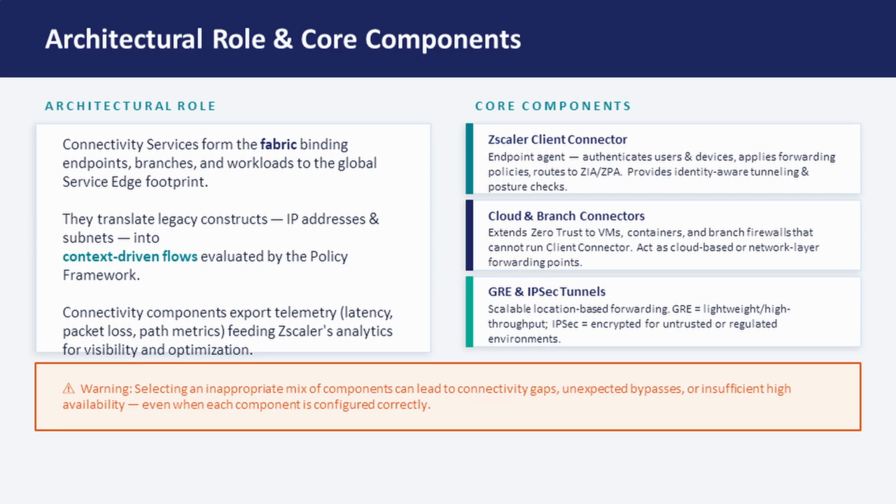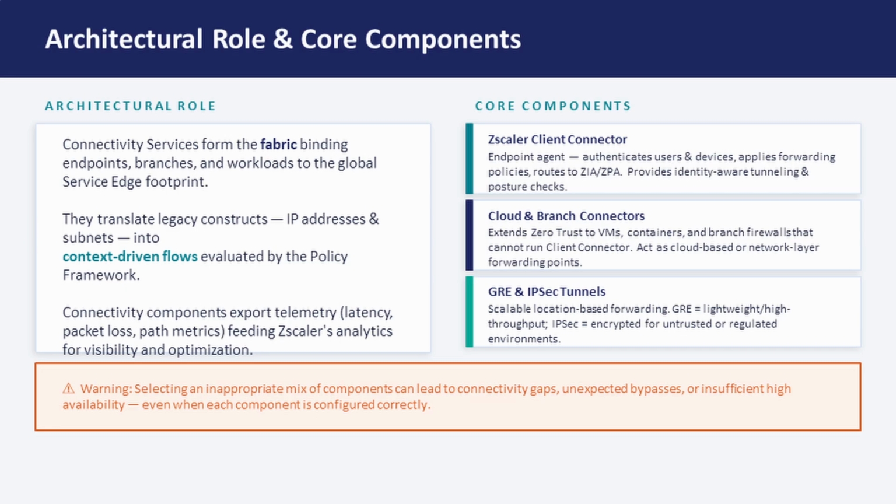The second component is cloud and branch connectors. Not everything can run Client Connector. Virtual machines, containers, branch firewalls, legacy systems, these need a different approach. Cloud connectors act as forwarding agents for cloud workloads, sitting in your cloud environment and steering traffic from VMs and containers to Zscaler for inspection. Branch connectors do the same at the network layer for physical locations where traditional tunneling isn't available.